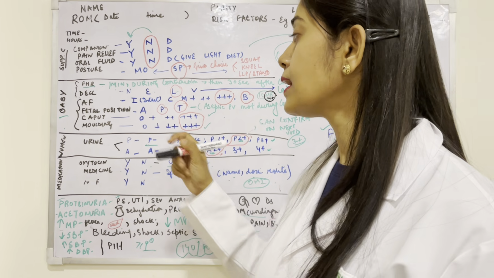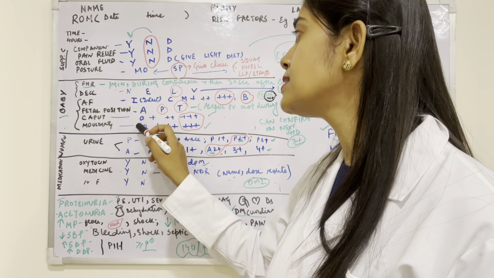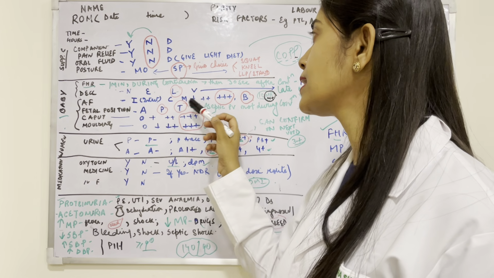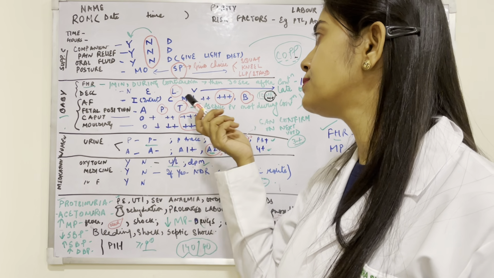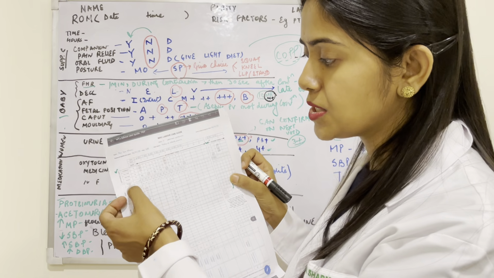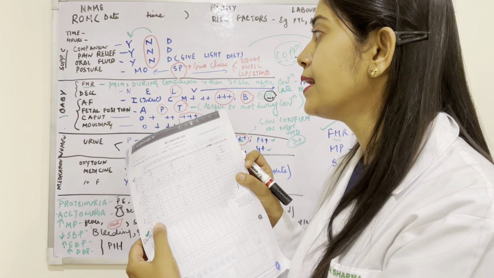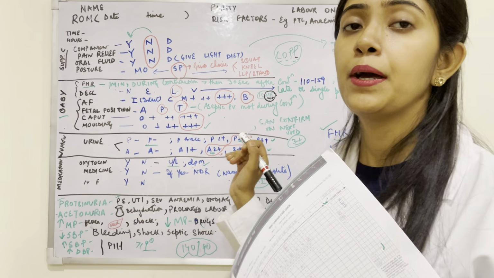Okay, next coming on to caput and molding, it's very, very simple. Either it is 0, that is absent, or it is plus or triple plus. Again here, like meconium, only 3+ findings are the alert findings in these two columns, as is mentioned in the alert column of the guide. So that is what we have to discuss about the baby.